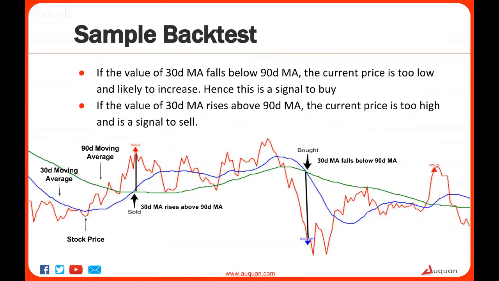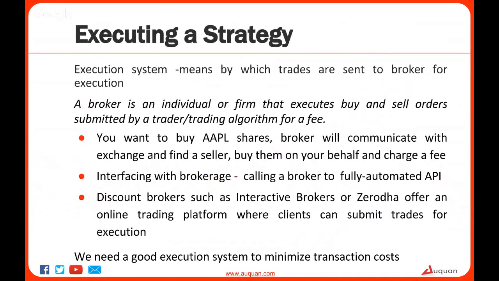Now, once we have backtested our strategy and our strategy is deemed to be free of any errors, it is time to build an execution system. An execution system is the means by which the trades that your strategy generates are sent and executed by your broker. I mentioned what a broker does in the previous tutorial, but I will reiterate here. A broker is an individual or a firm that executes buy and sell orders that are submitted by you, and he charges you a fee for this.